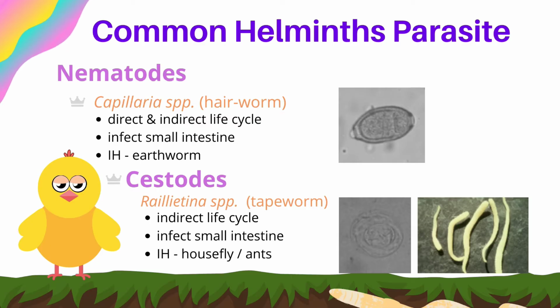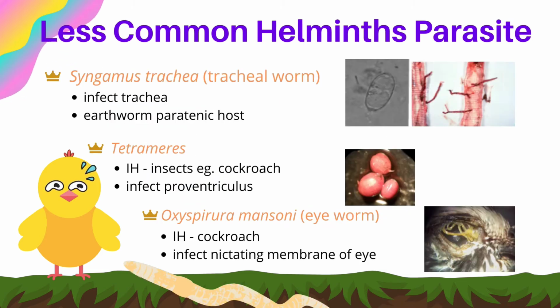The next helminth is a cestode, Raillietina species. The common name is the tapeworm. They infect the small intestine and have an indirect life cycle with the intermediate hosts of houseflies and ants. These are the least common helminth parasites compared to the previous helminths.